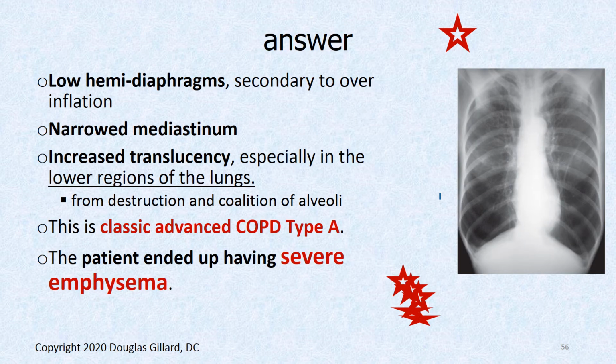But yeah, so low hemidiaphragms, narrow mediastinum, increased translucency in the lower lobes, classic type A. Really, it's emphysema, that's what it is. But classic type A, if the question has a COPD type A, think emphysema, and that's the answer there.